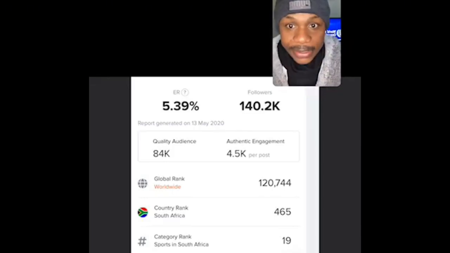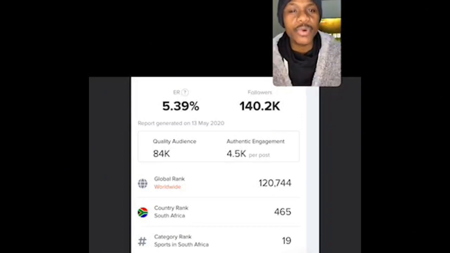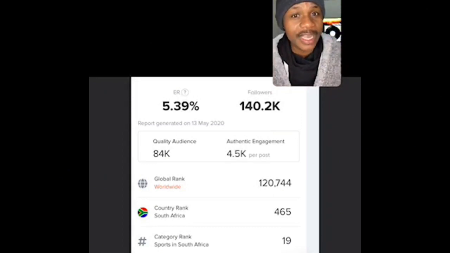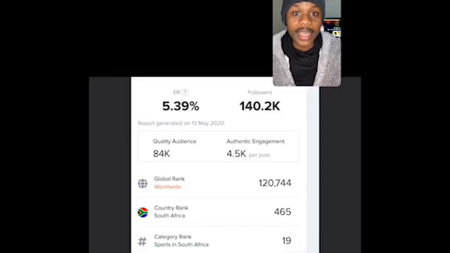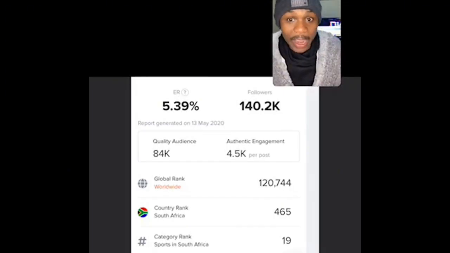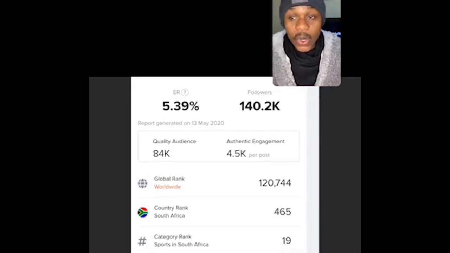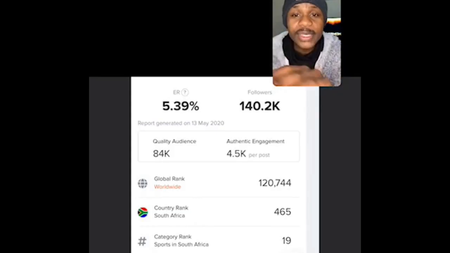And the quality audience is 84K, because what Instagram does is if you don't have a profile picture and if you don't post, if you have 0 posts, they count you as a robot. You don't exist unless you start posting. There are a lot of people that follow me that don't post, and I don't want that. Guys, start posting, because now you see my quality audience is 84K, but I have 140K people. Just because you don't have a profile picture or you don't post, it's affecting us now. Let's move on. So this was yesterday's ER.